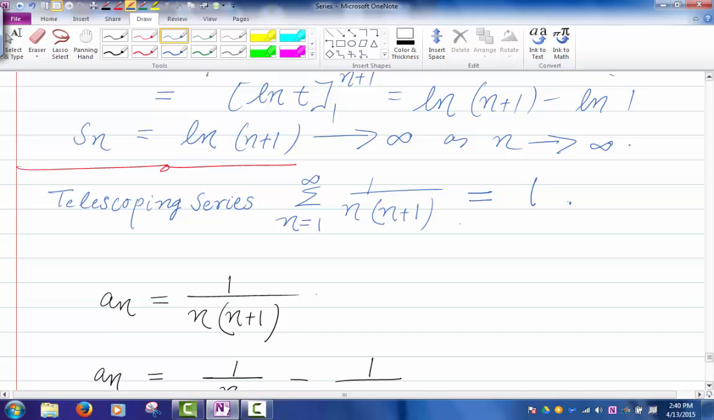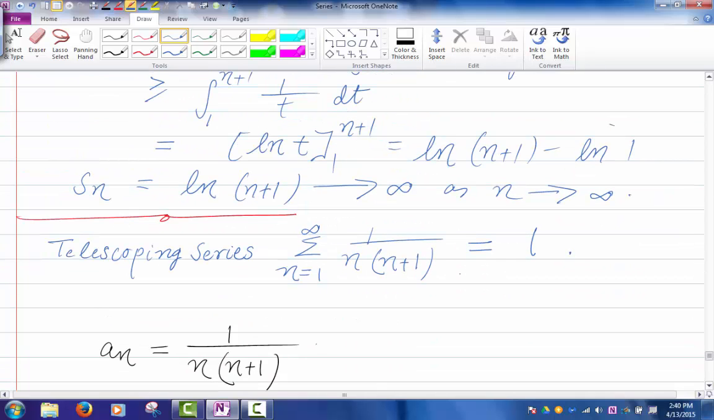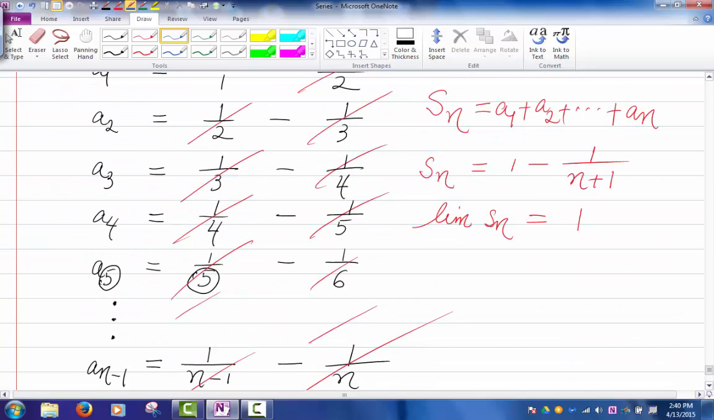In your homework, you have a problem or two like this, where you have to use partial fraction decomposition to rewrite the fraction, and then explicitly look at A1 up to AN, add them up, see the pattern, what cancels out, and what remains. Is that okay? So that's an example of a telescoping series. Any questions, anybody? Any questions at all?